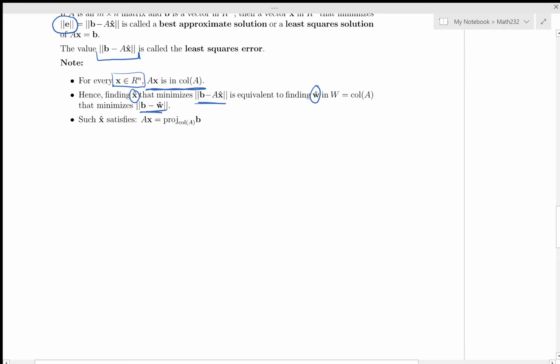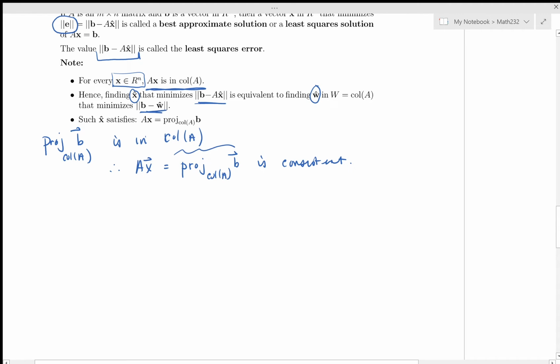So let us say a few things here. That is, the projection of B onto the column space of A is in the column space of A. I mean, you just projected it onto that. Okay. Therefore, Ax equal to the projection onto the column space of A of B is consistent, because we know that this vector here is in the column space of A. Okay.